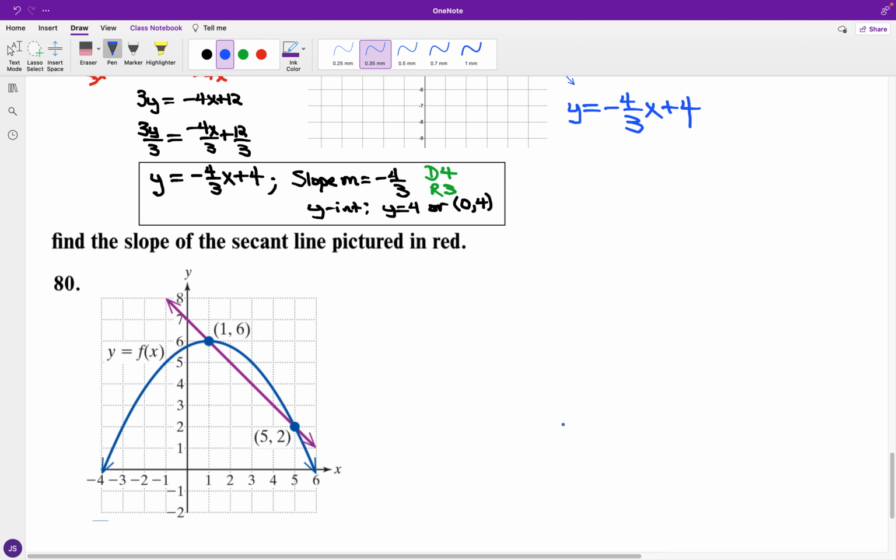Now you could look at the slope using the coordinates of the intersection points, which we have at (1, 6) and (5, 2). You can just have 1 and 6 be the first x and y values, and letting (5, 2) be the second ordered pair.